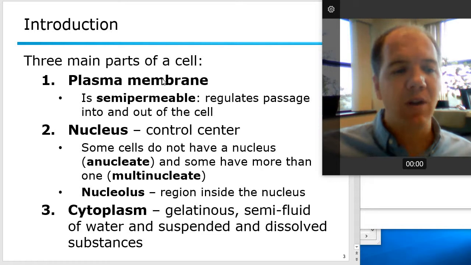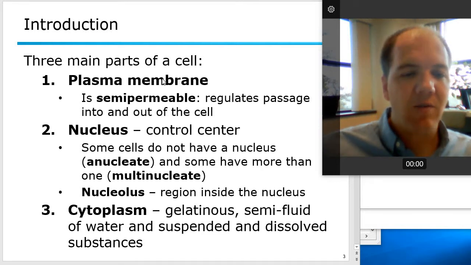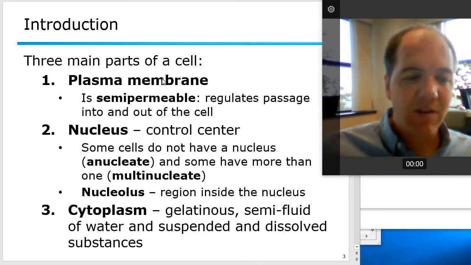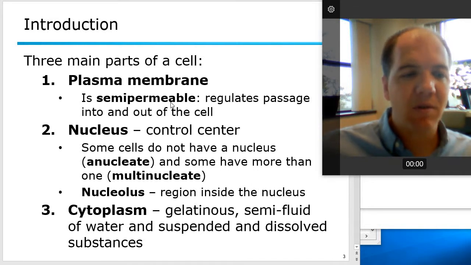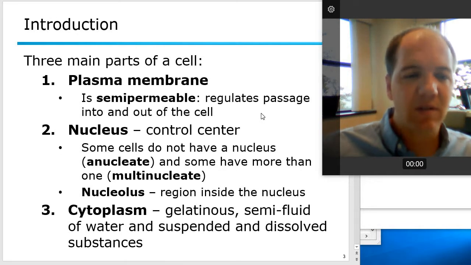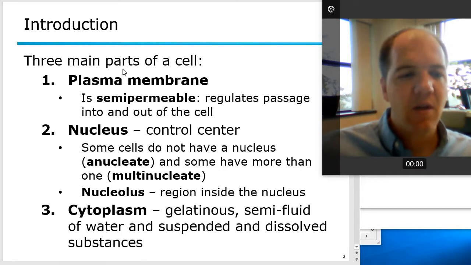So the plasma membrane is the barrier from the outside environment, because the outside environment is going to be different than the environment inside the cell. And because of this, it's semi-permeable, meaning that the cell can decide what's coming in and out of that plasma membrane. And we'll look at the structure of the plasma membrane here in a second.